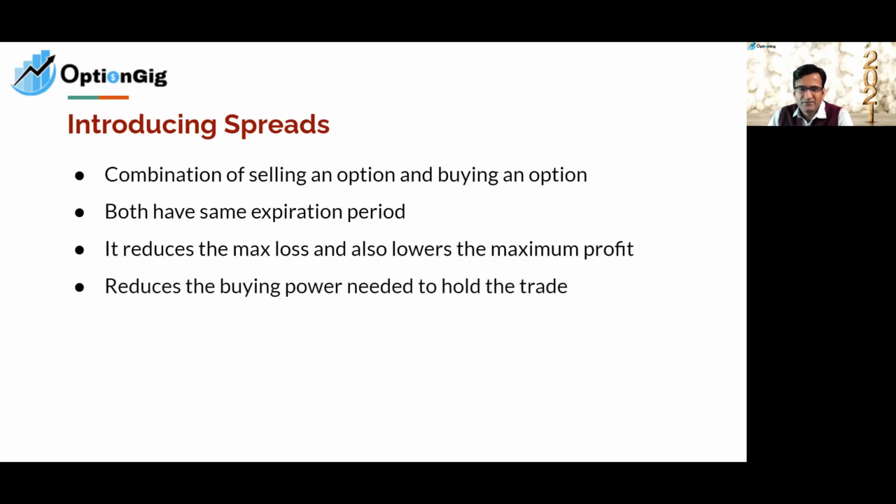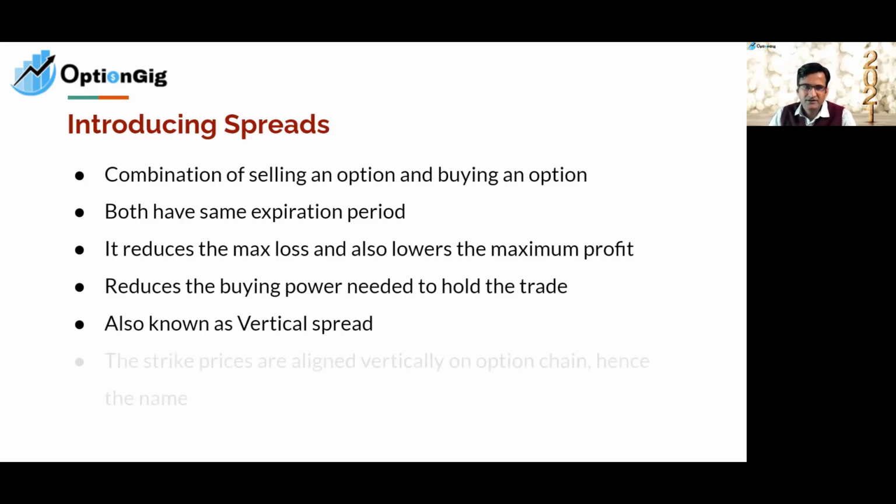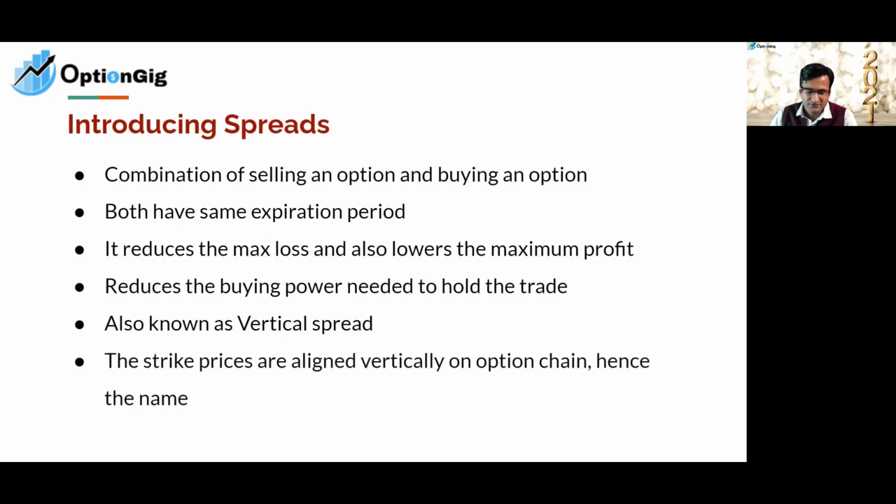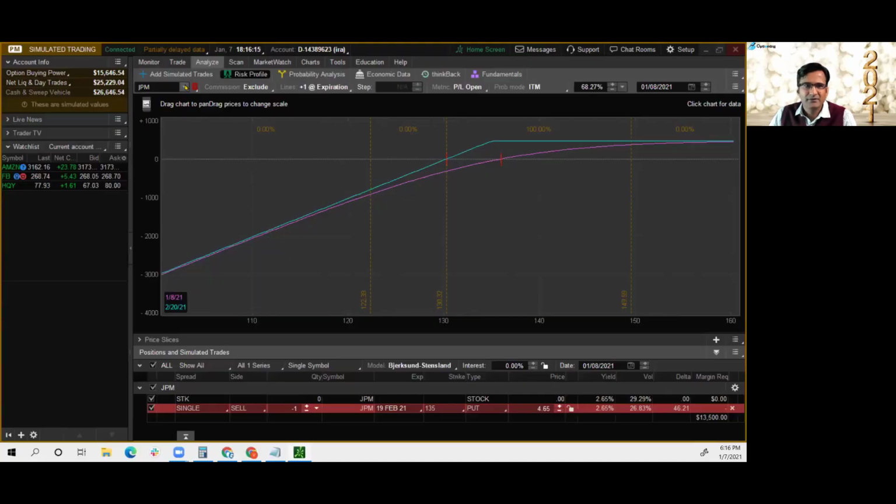Yeah, it reduces the buying power that's also needed. This is also known as a vertical spread, because if you look at the option chain, the strike prices are aligned vertically, and that is why it is called a vertical spread. So let's take a quick example.